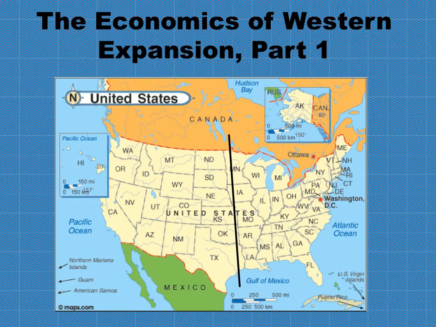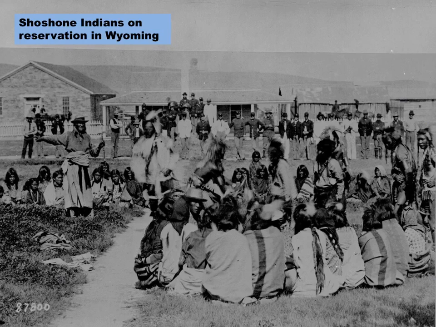This growth, however, had some social, environmental, and economic cost. One of the costs was that Indians basically lost their remaining land and were herded onto reservations, increasingly smaller reservations. They kept shrinking. Here we see some Shoshone Indians on a reservation in Wyoming. And this was obviously a great social cost.